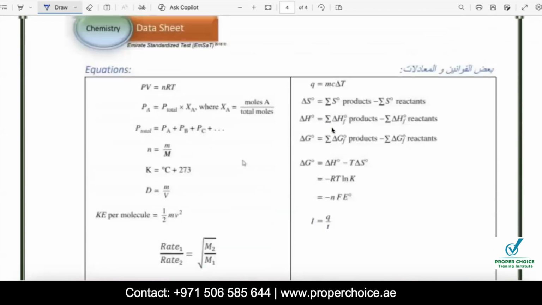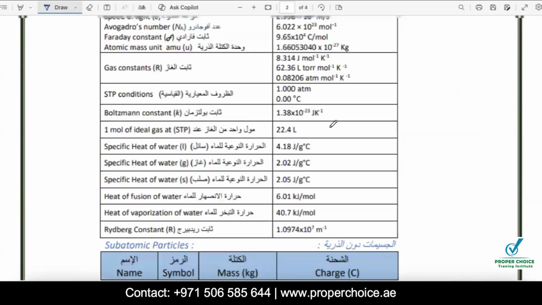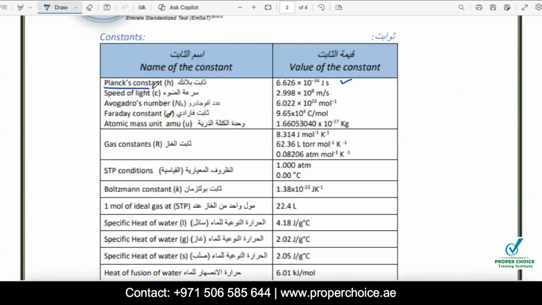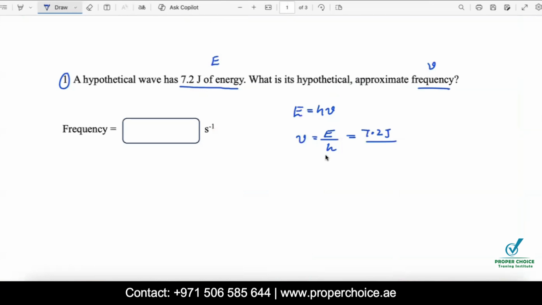And what is the value of Planck's constant h? The value is given to us in the data sheet. Let me show you. This is the value of Planck's constant. This data sheet is provided to you in the exam, and the value is 6.626 times 10 to the power negative 34 joule second. The unit of energy is joule, which is why we use Planck's constant with energy in joules. This is the speed of light, 2.998 times 10 to the power 8 meter per second. Here I just need Planck's constant, 6.626 times 10 to the power negative 34.